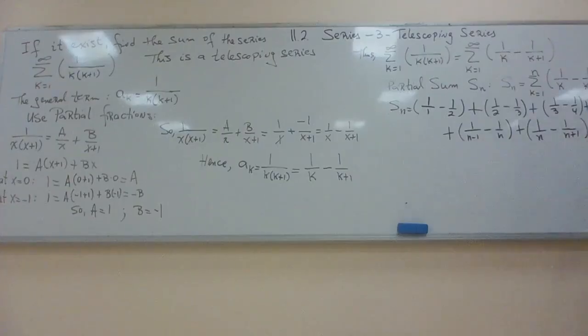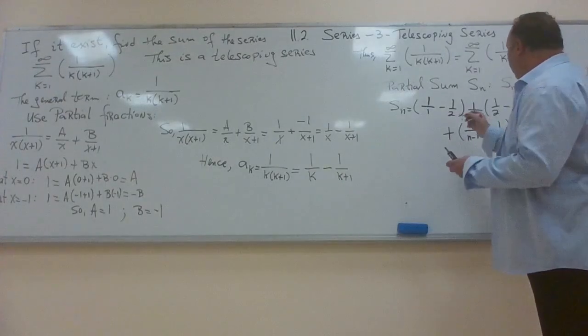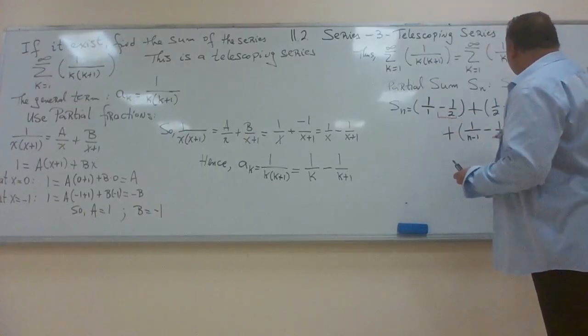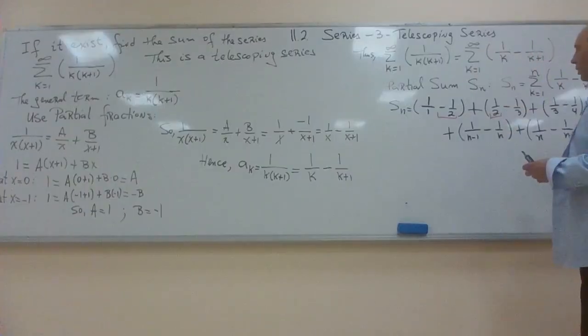So what we observe here is that some of the terms are repeating but with different signs. So here I have negative 1 over 2 and I have positive 1 over 2.